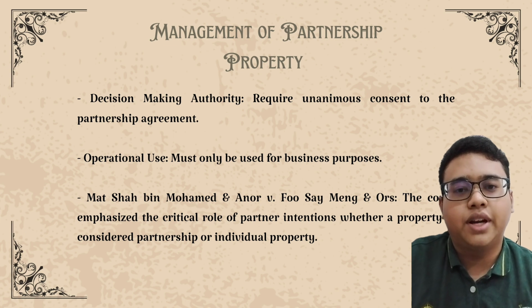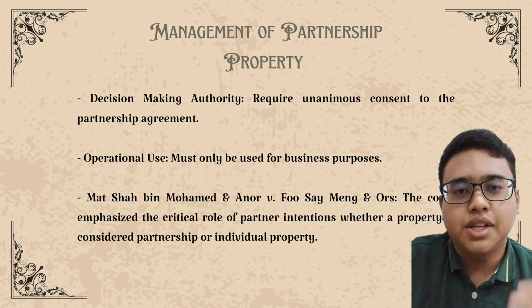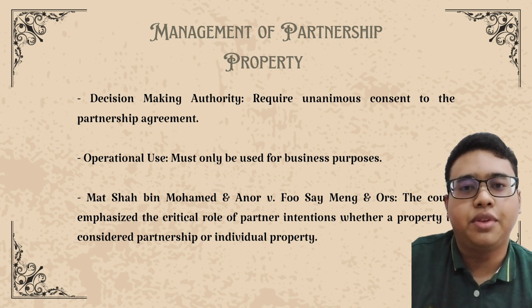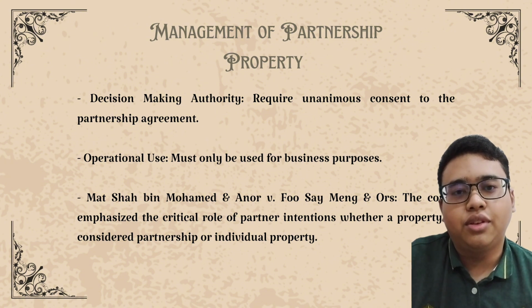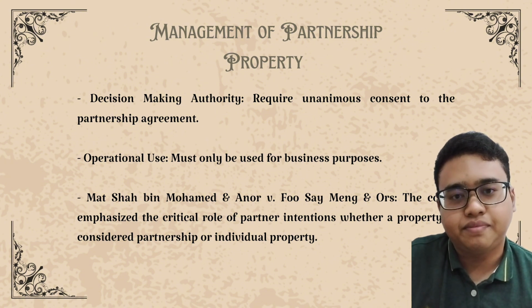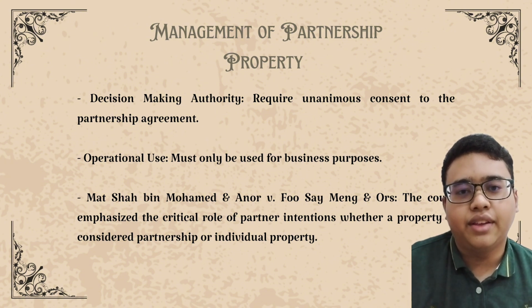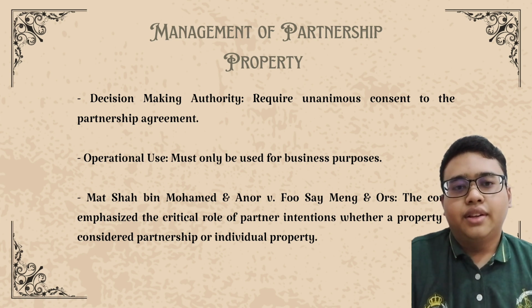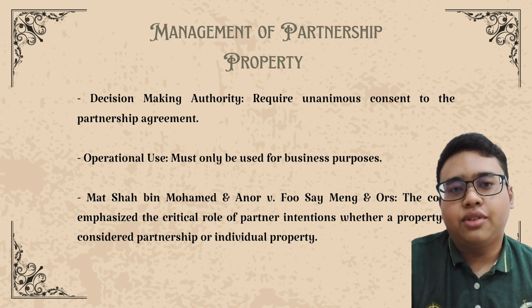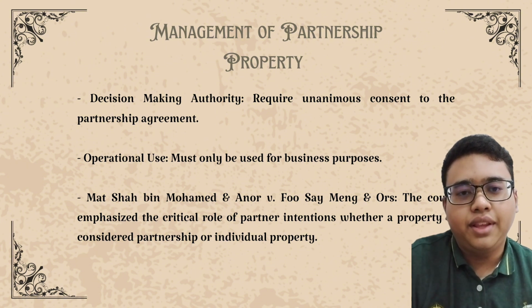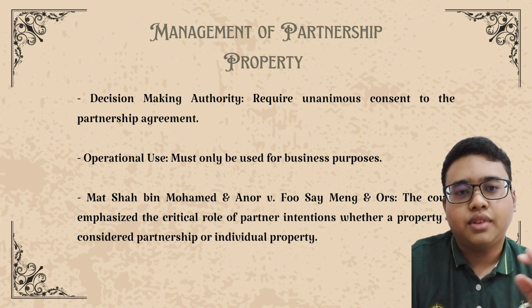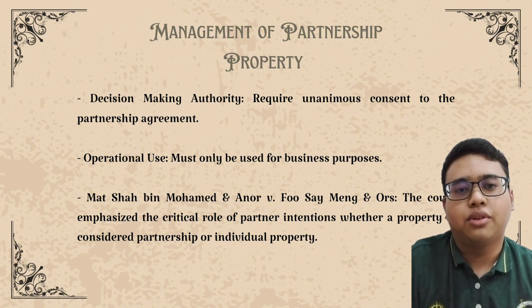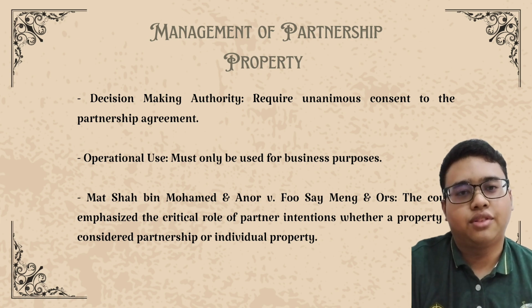Next is operational use. Partnership property must only be used for business purposes. Personal use of these assets by any partner is prohibited unless approved by all partners. These rules safeguard the firm's resources, promote financial stability, and prevent misuse of assets that could lead to conflict or financial loss.